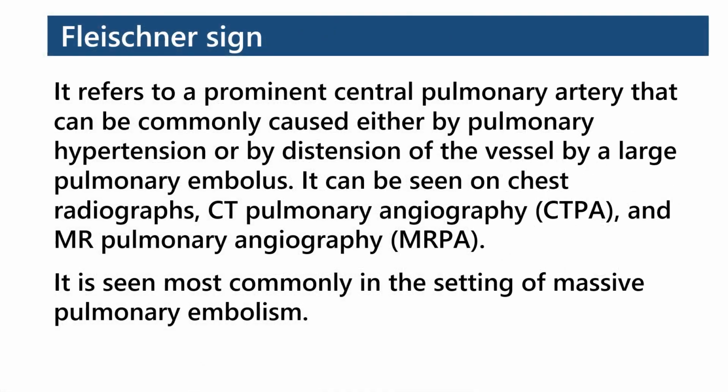Fleischner sign refers to a prominent central pulmonary artery that can be commonly caused either by pulmonary hypertension or by distension of the vessel by a large pulmonary embolus. It can be seen on chest radiographs, CT pulmonary angiography, and MR pulmonary angiography. It is seen most commonly in the setting of massive pulmonary embolism.